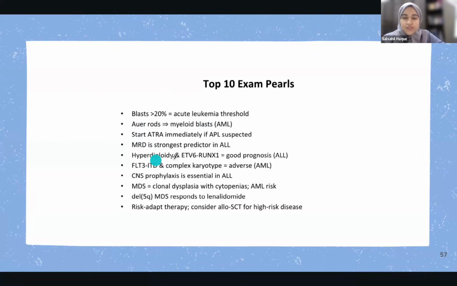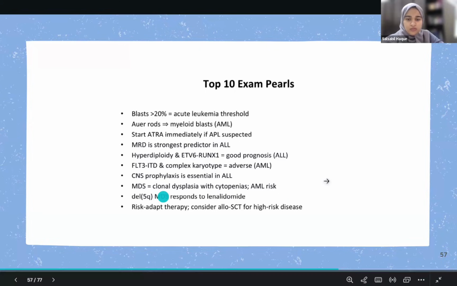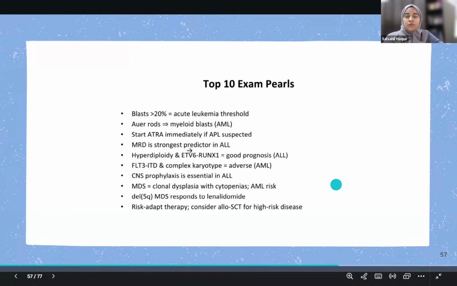For these, I guess you can memorize them. I've never seen them being asked before, to be honest, but hyperdiploidy is a good prognosis for ALL, and FLT3 is an adverse prognosis for ALL. CNS prophylaxis, as I mentioned, is very essential. MDS is a clonal dysplasia, causes cytopenias, and has a risk of AML. All there is to know. These other things you can read, honestly, but they are more important for MCQ, not for SAQ and OSPE.